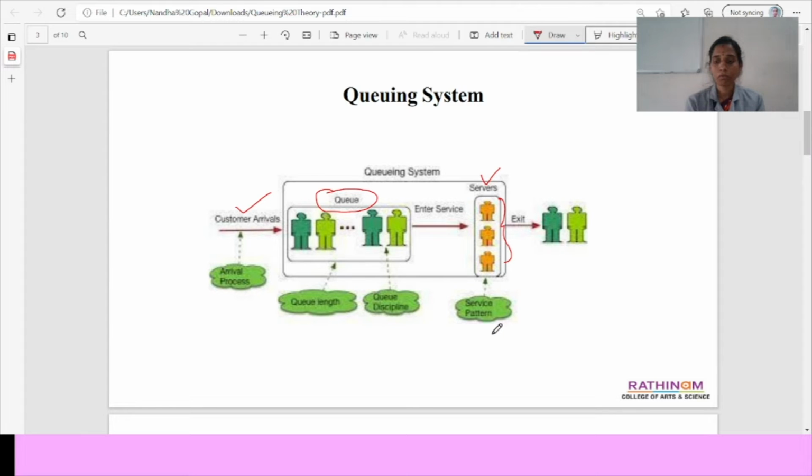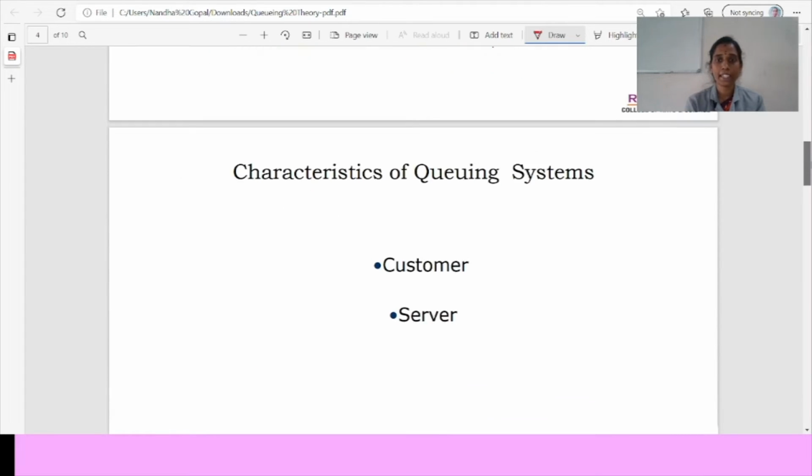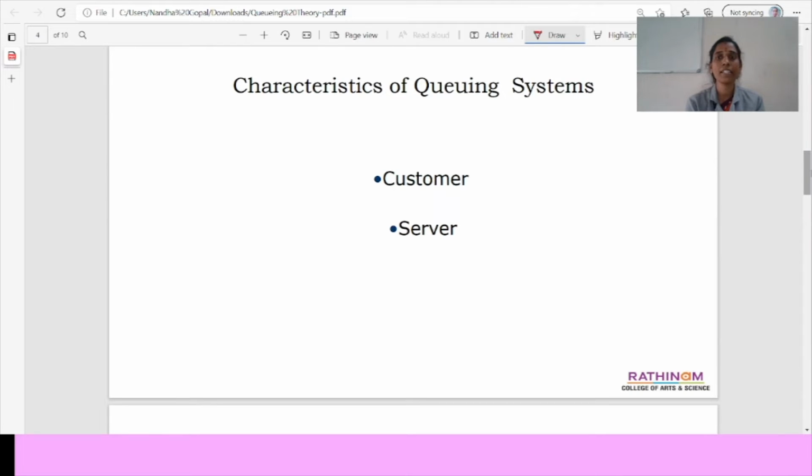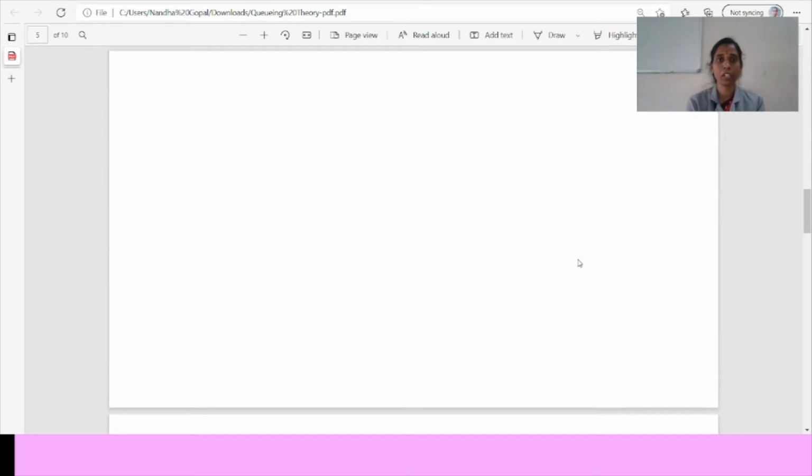Afterwards, we will see the characteristics of a queuing system. What are the characteristics of a queuing system? We have mainly two characteristics. The first one is called the customer, the second one is called the server. The customer enters the service station, joins the queue, and waits for a few minutes. Afterwards we will get the service from the service station. These two are very, very important characteristics in the queuing system.